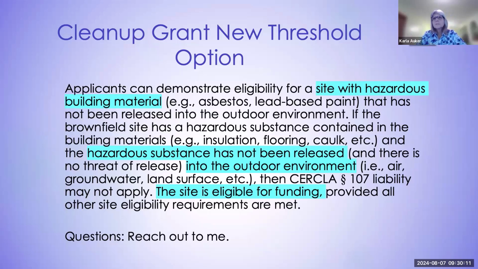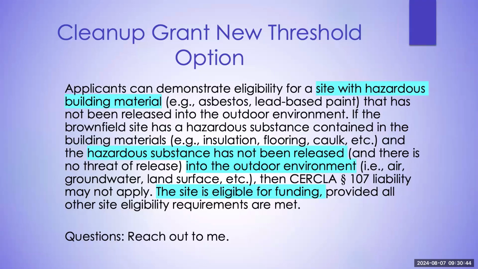So if you've got a building that only has asbestos and potentially lead-based paint in it, and the building is still secure, samples have been taken outside of the building that show that this asbestos and lead-based paint has not been exposed or has not left the building and is not in the soils outside the building, that sort of situation would be the perfect one for this exemption. CERCLA 107 does not apply to that kind of scenario.